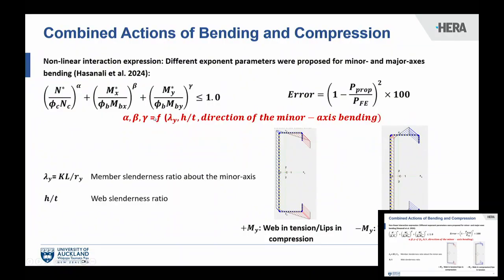It is shown here. It's a trinomial interaction space with three different exponents, because it was observed that the direction and the magnitude of the bending is quite important. And the other two factors that were quite important in the behavior of these elements were member slenderness ratio and the web slenderness ratio. So exponents alpha, beta, and gamma that you can see here are functions of the lambda and h over t and the direction of the minor axis bending.